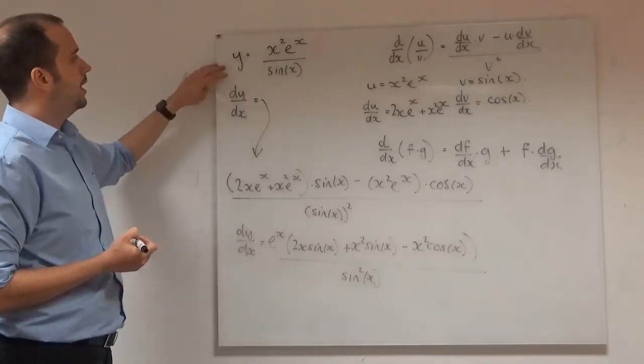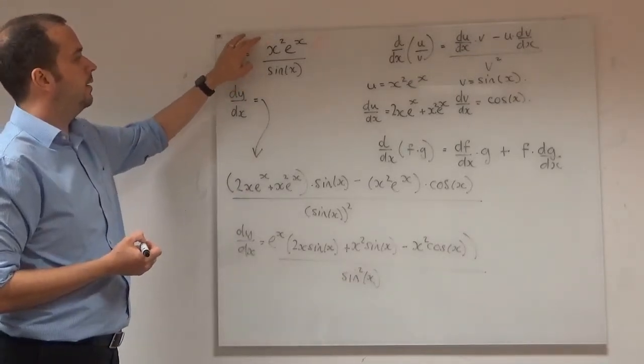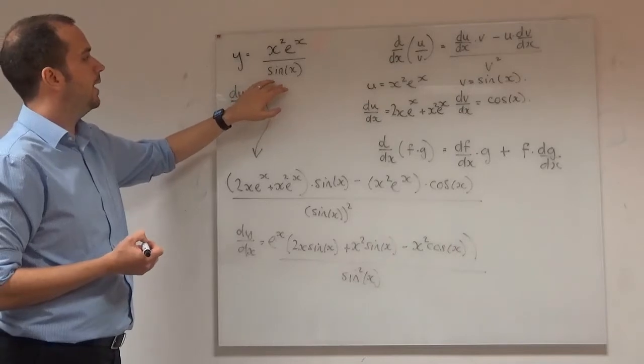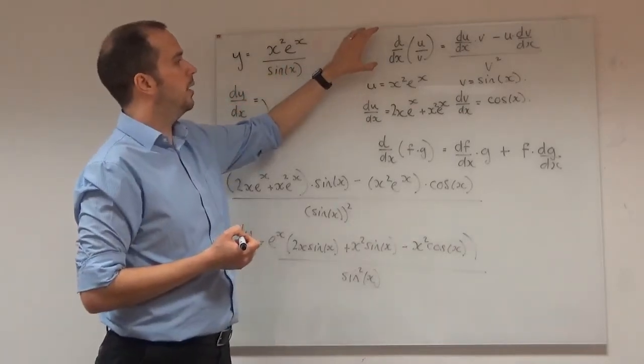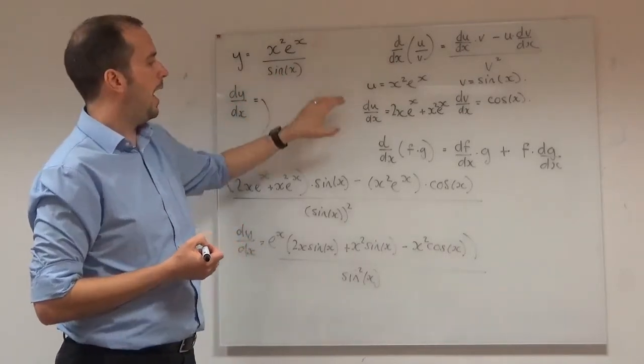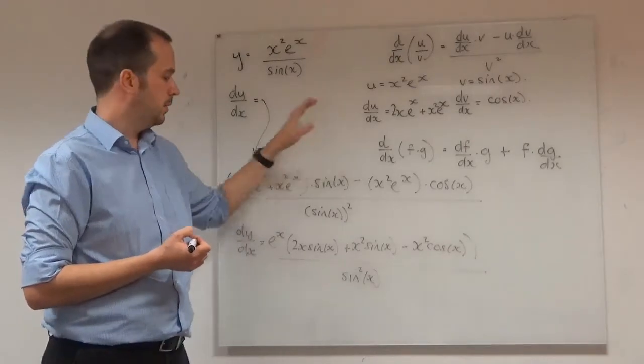That's how we differentiate x squared e to the x over sine x using a combination of the quotient rule and product rule. And that's our answer.